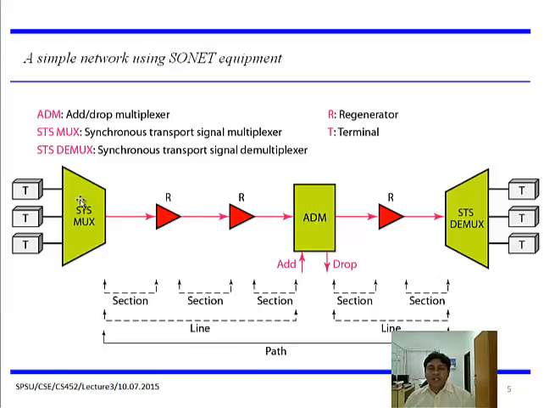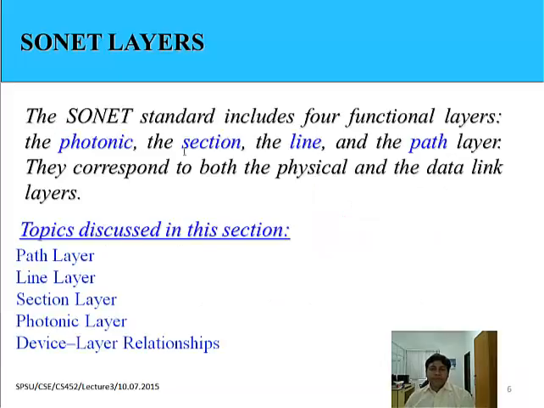Depending on the connections, from one device to another device, this is called section. From one SONET multiplexer to ADM and ADM to demultiplexer, this is called line, and this is called the total path which is carrying a signal. For example, OC3 is carrying here, OC3 is carrying here. So this entire path is defined by a SONET network, and there are different equipments. Now we will be talking about the SONET layers. When we talk about SONET layers, we have the path layer, line layer, photonic layer, section layer, and the relationship between them.